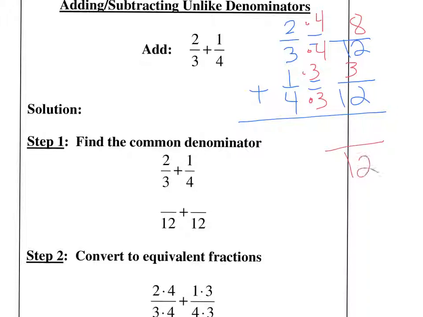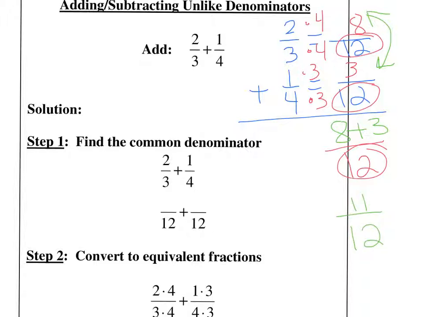The denominator is going to be 12. Remember, these three numbers, always the same, 3 denominators. And then we just add the numerators. So we're going to add the 8 plus the 3 coming from here, and that gives us 11 over 12. And that's just a quick review of what happens with regular fractions.